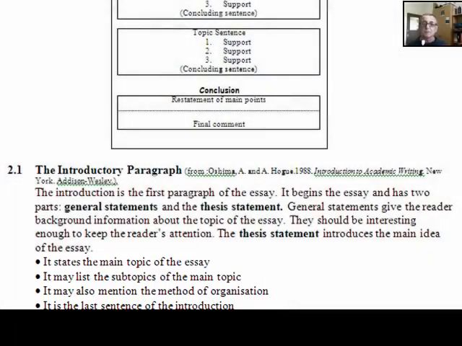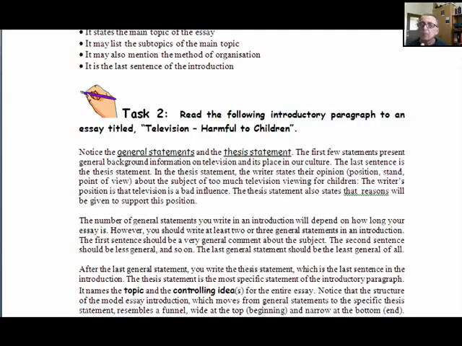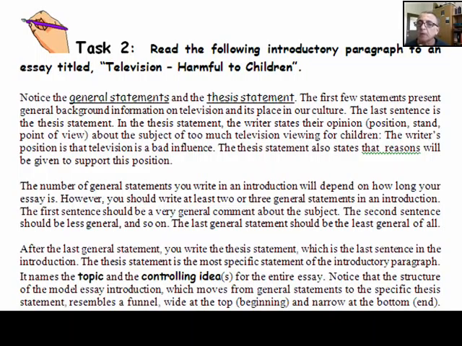Okay, so let's move on to task 2. Okay, let me see if I can explain task 2 to you. It says, read the following introductory paragraph to an essay entitled Television, Harmful to Children. Notice the general statements or the background information and the thesis statement. The first few statements present a general background information on television and its place in our culture.